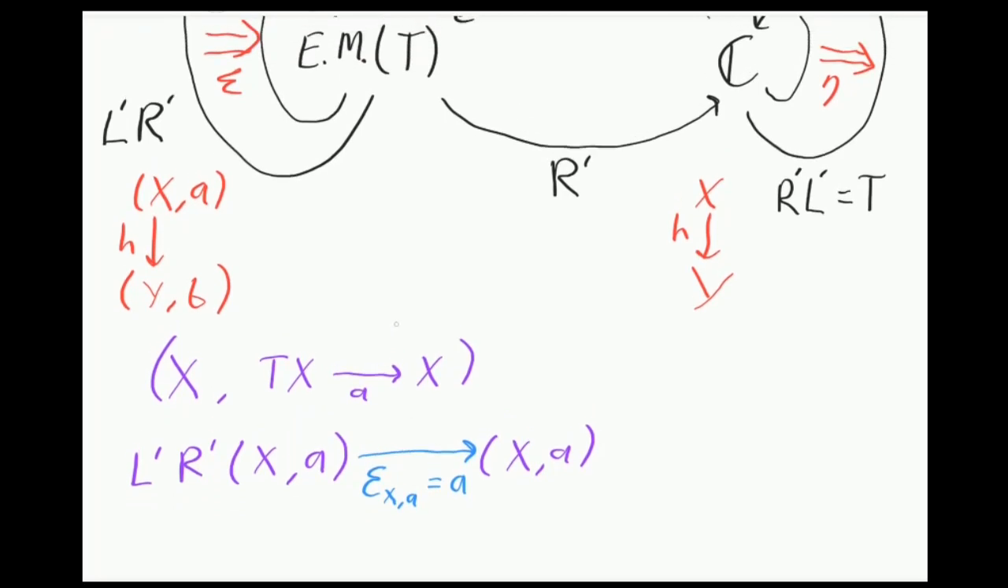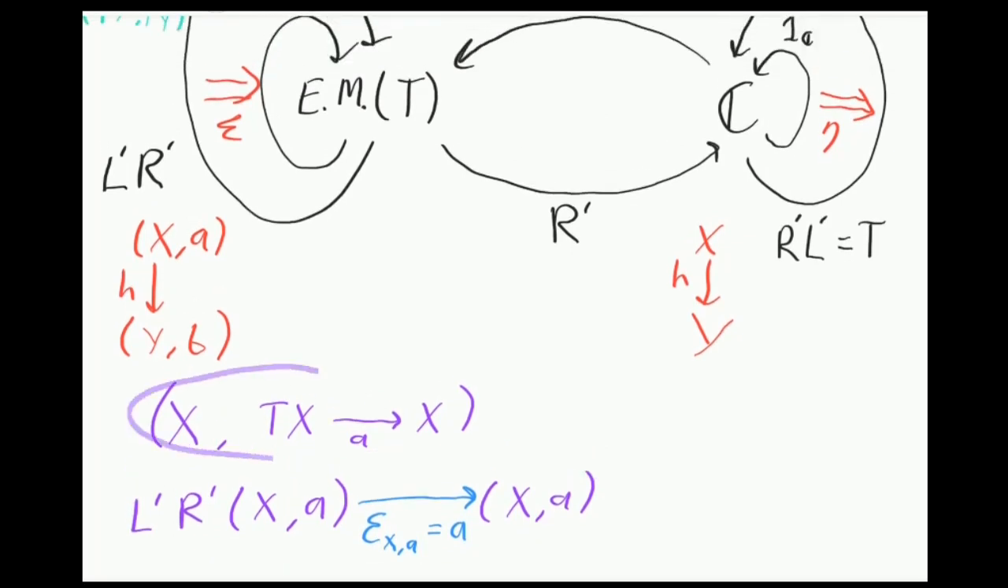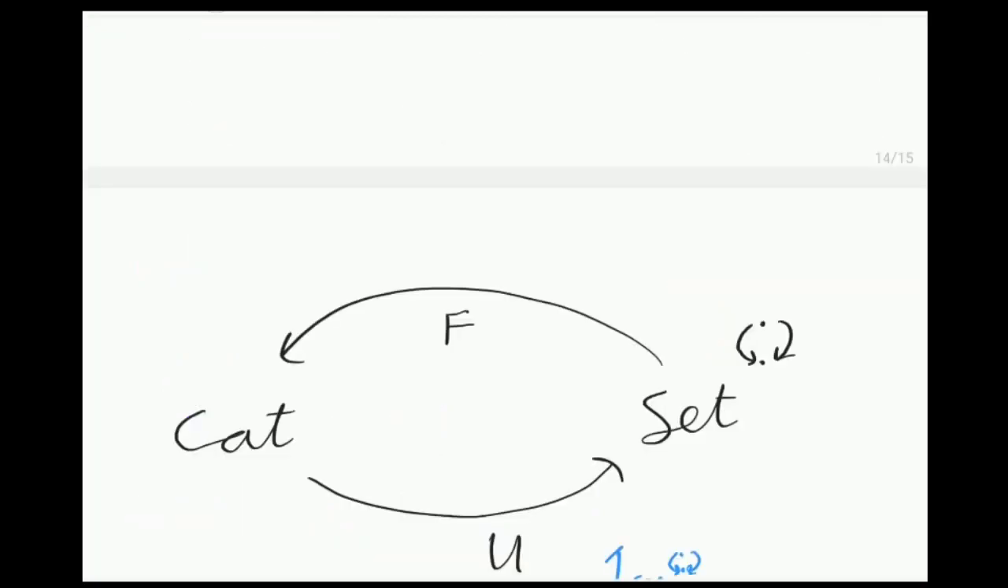And it turns out that the co-unit is described like this. Okay, so if we have an object like x comma a in the Eilenberg-Moore category, then the component of our co-unit for that object is just this arrow a itself. And so I thought I'd at least say something about why these algebras over monads are important, because they are really important.